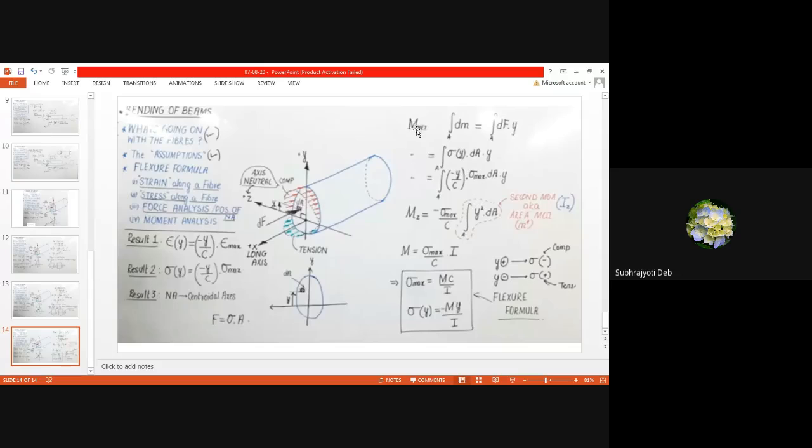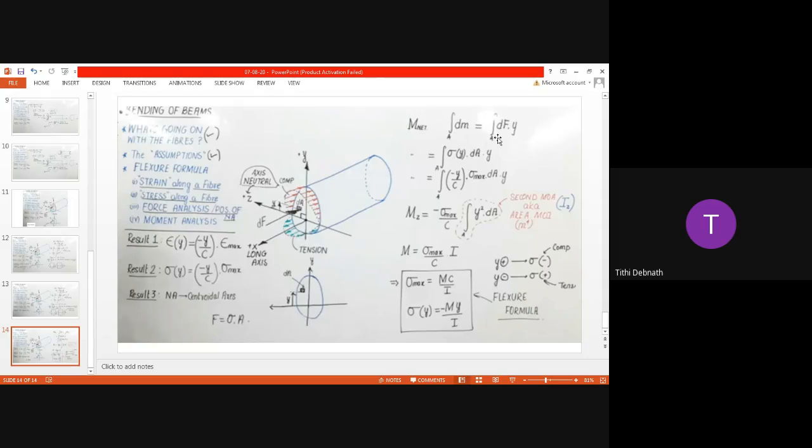So M net, that is the net moment, is represented by the summation of dM. For this small section dA, what will be the moment? See, this is the distance from the neutral axis. This is y, isn't it? So what is moment? Force into distance. For this small dA section, the force is dF and the distance is y. So your moment is equal to dF into y.